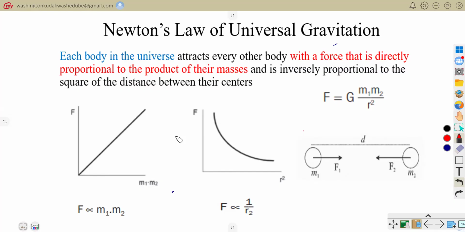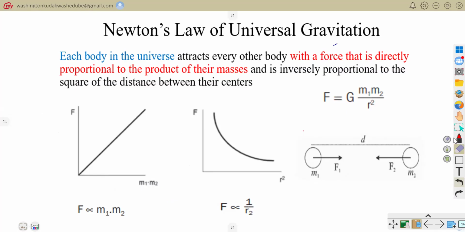So this tells us that the greater the magnitude of the product of the two masses, the greater the force of attraction in between those two bodies. And the greater the distance, meaning the longer the distance in between the two centers, the smaller the force of attraction. That is what Newton's gravitation law tells us.